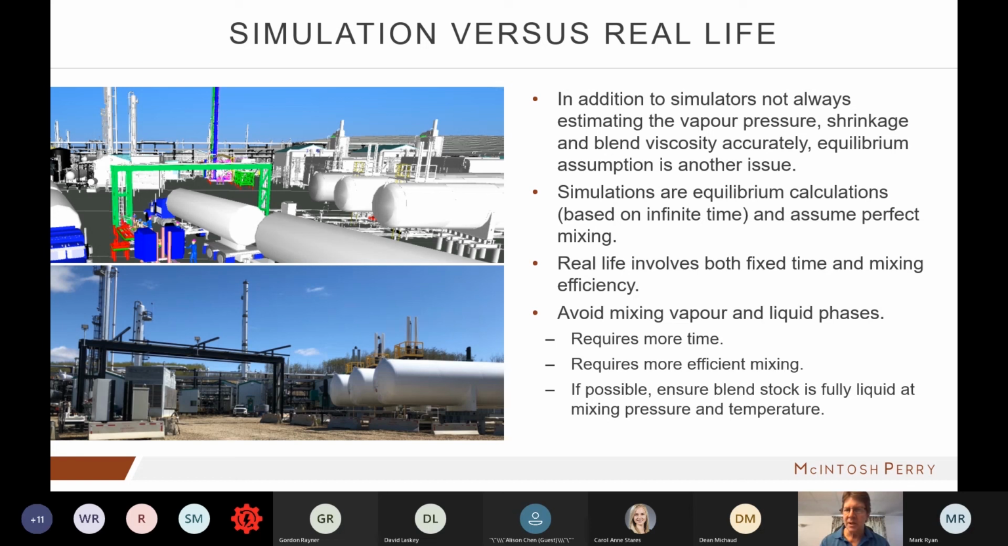So what went wrong? Was the simulator so far wrong? No, it was just this equilibrium assumption. So if you end up at all with a vapor phase, you're going to need more time, and it's going to have to be a more efficient blend. So, really we try and avoid the blend stock itself being at all vapor.